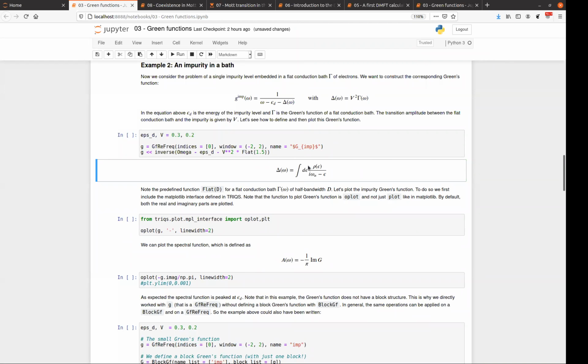I've replaced the sum over k by an integral over epsilon. Rho is actually constant in the case of a flat bath, and this integral is something I can do analytically, and this is what's inside flat. Okay, I see. Of course, you cannot do this analytically for any density of states rho, but in some special cases, like the flat bath or even the semicircular, this integral can be done analytically. Okay, thank you. No worries.